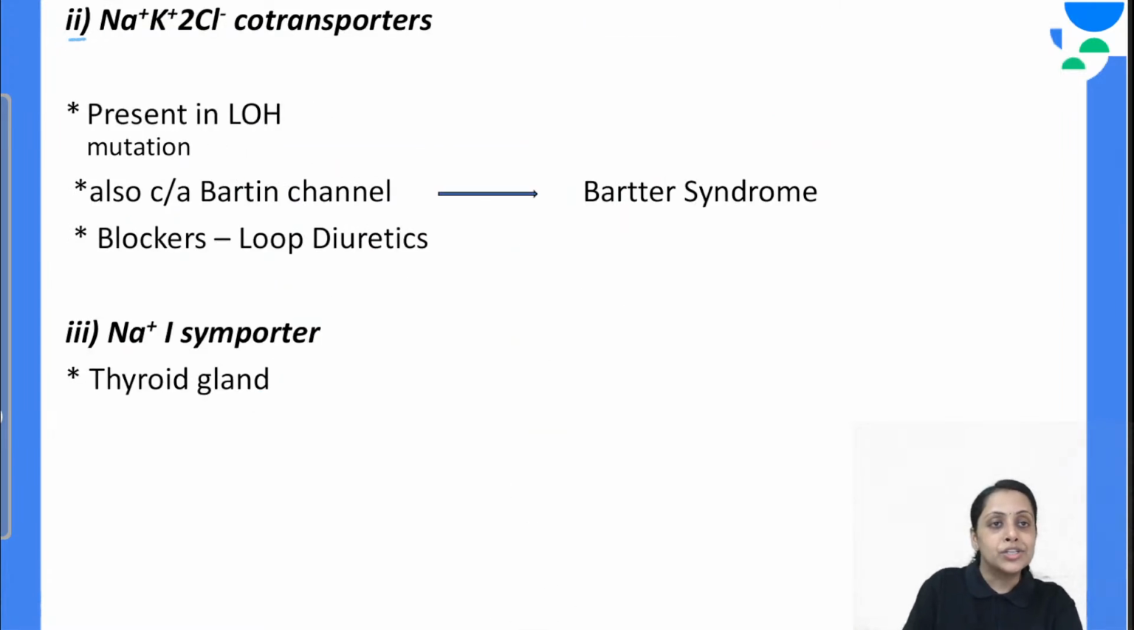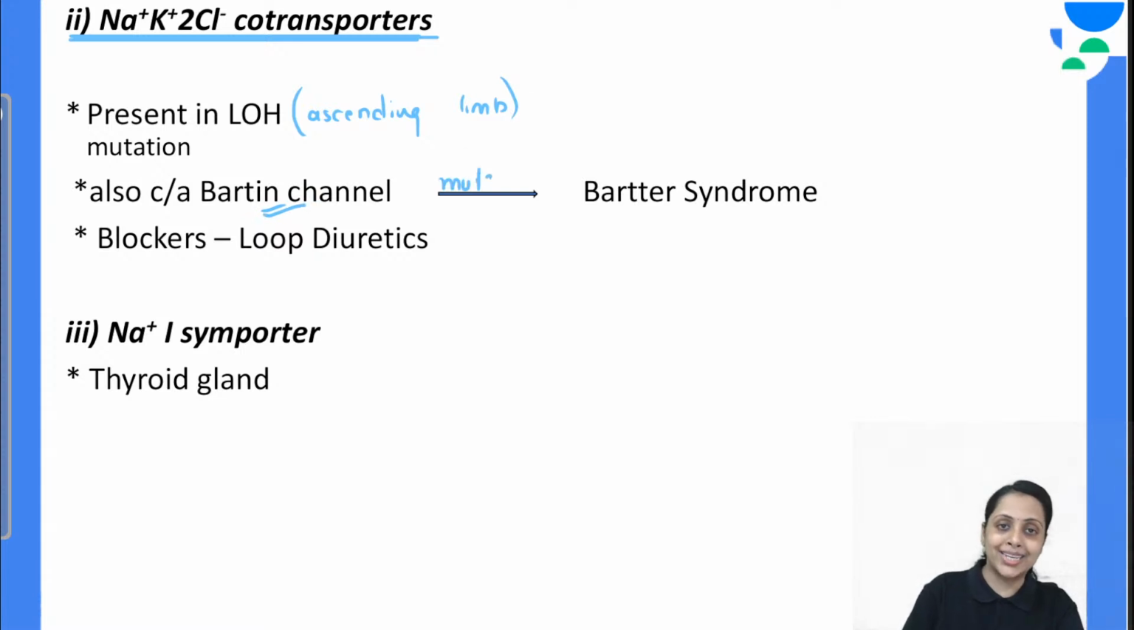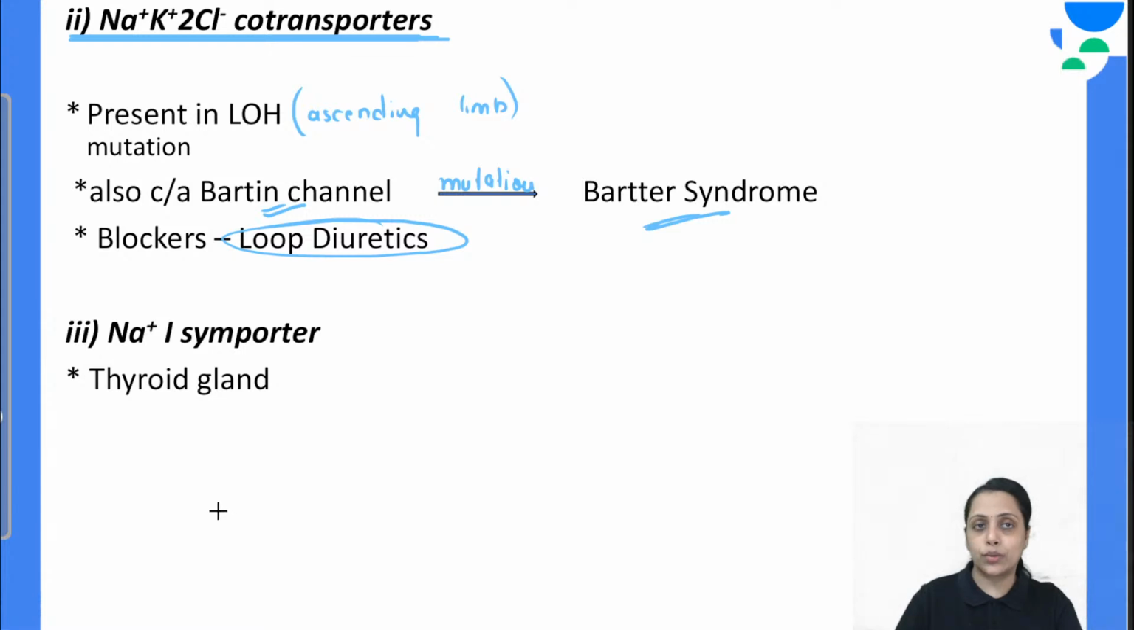Coming to the next one, the sodium potassium twice chloride co-transporter. It is basically present in our ascending limb of the loop of Henle. Do you remember? They are also known as the Bartter channel because mutation of this channel leads to Bartter syndrome, and the sodium potassium twice chloride co-transporter is blocked by loop diuretics. So for now, you will remember the example only. We have the sodium potassium twice chloride co-transporter.